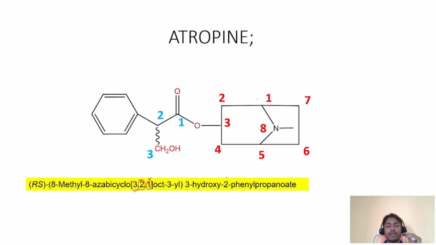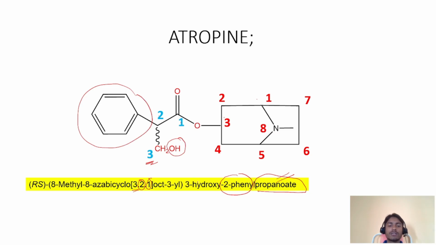Next, when it comes to the IUPAC nomenclature, we need to write the IUPAC name from the back side. See, propanoate: 3 carbons, 1, 2, 3 carbon containing an ester group we can call a propanoate. Next comes the 2-phenyl. Second position contains a phenyl group. Third position, the third carbon is containing a hydroxy group.